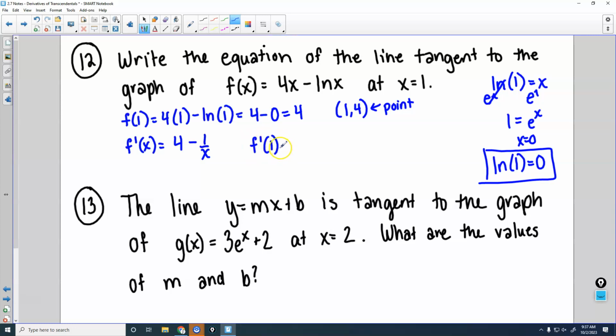And then when I plug in my 1, I want to relabel this f prime of 1. That just tells me I plugged 1 into the derivative. So we'll get 4 minus 1 over 1, which is going to give us 3. That's my slope. And so then my equation will be y equals 3 times x minus 1 plus 4.